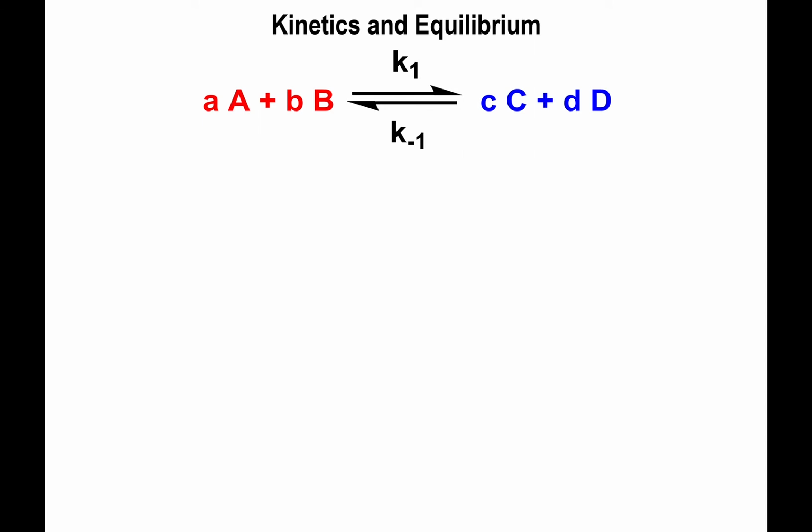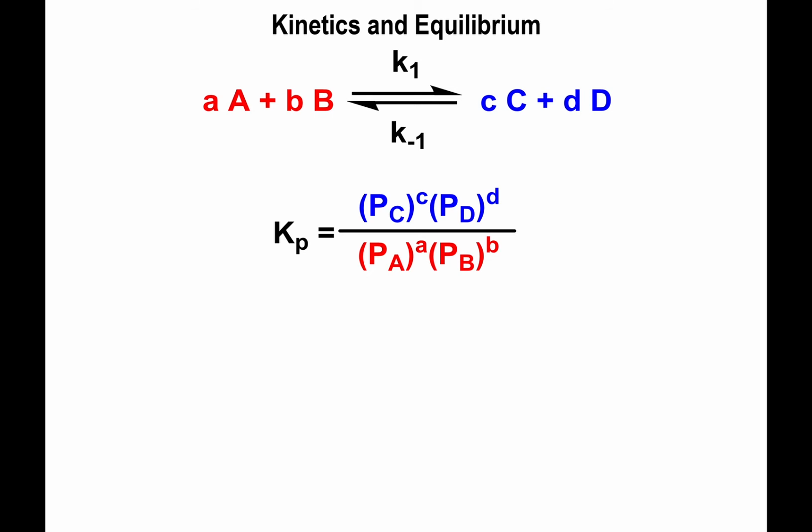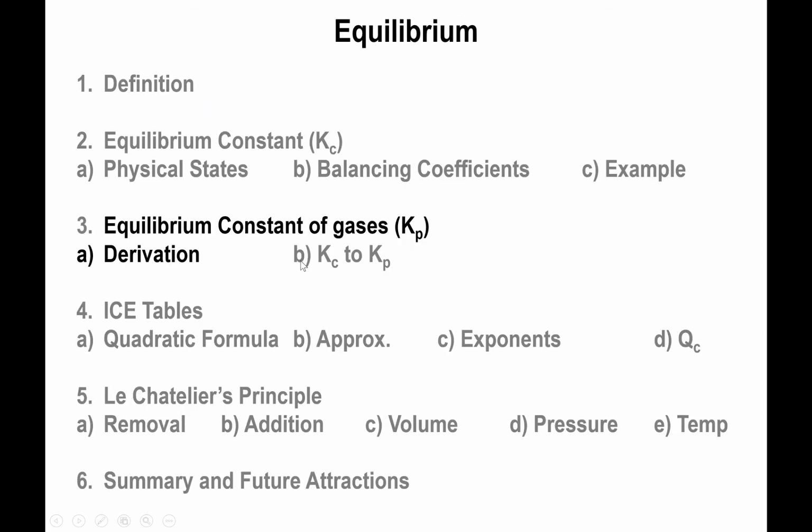But anyway, the main point here is that if your reaction contains only gases, then you can express the equilibrium expression in terms of pressure as opposed to concentration. So you can input the partial pressure of C raised to its balancing coefficient times the partial pressure of D raised to its balancing coefficient, all divided by the partial pressure of A raised to its balancing coefficient times the partial pressure of B raised to its balancing coefficient. If you input the information that way, you're dealing with not the Kc, but rather the Kp, where the P stands for pressure.